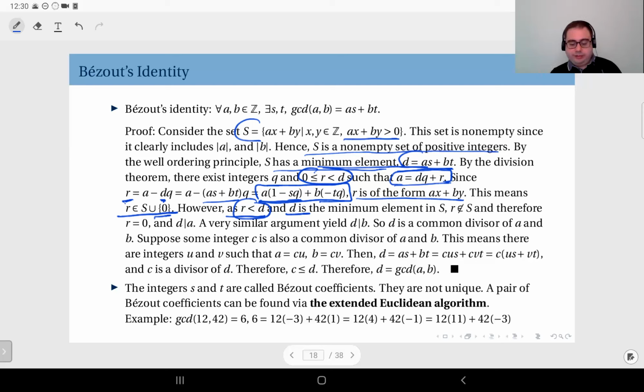Since R equals zero, this simply means, because it's the remainder when A is divided by D, that D is a factor of A.